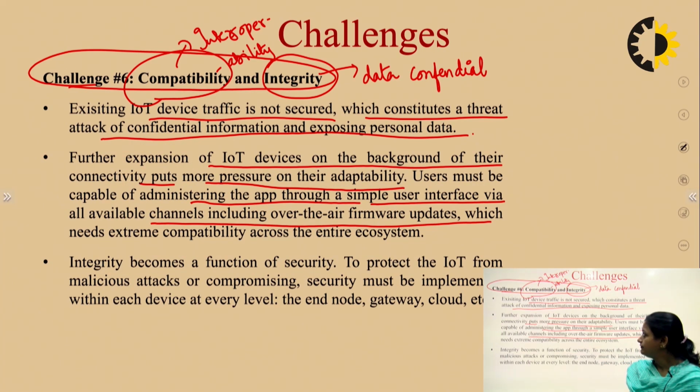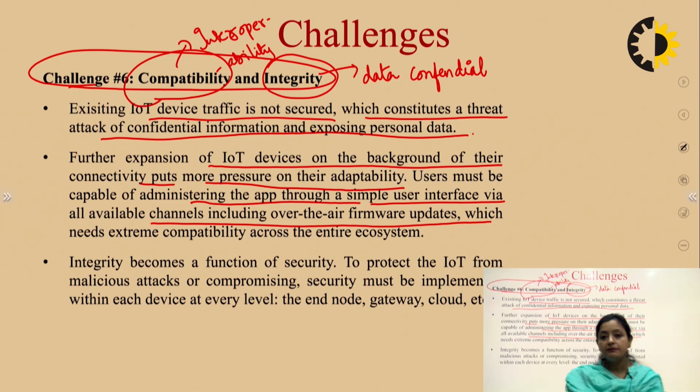Then finally it was compatibility and integrity. As far as integrity is concerned, it is associated with data confidentiality, that it should be confidential because a lot of data is being pushed on social media, on the internet in these applications. And compatibility means interoperability among different platforms. Your application should be accessible to the user with minimum effort.